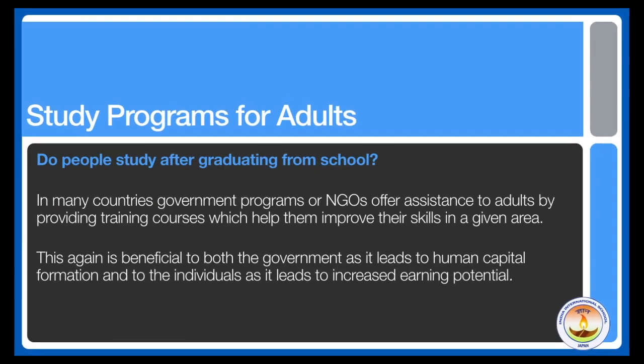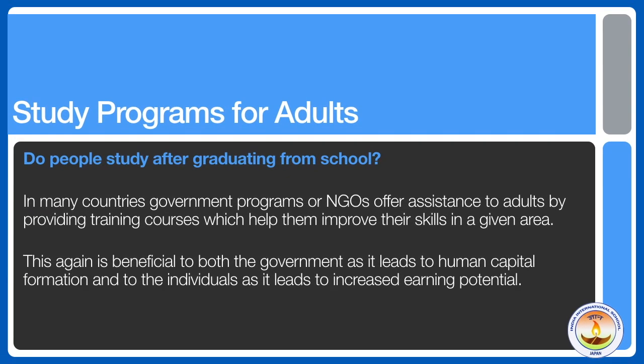Next, let's talk about study programs for adults. There are NGOs or government organizations that offer programs for individuals to be able to improve their skills outside of school. This is usually for people in their mid 20s, maybe even 30s or 40s, and they want to learn something. So the government provides a program for them.